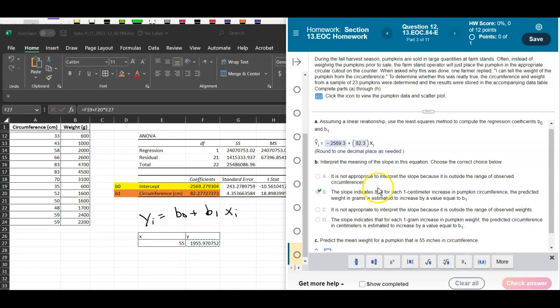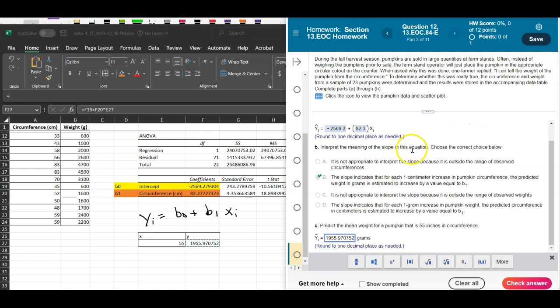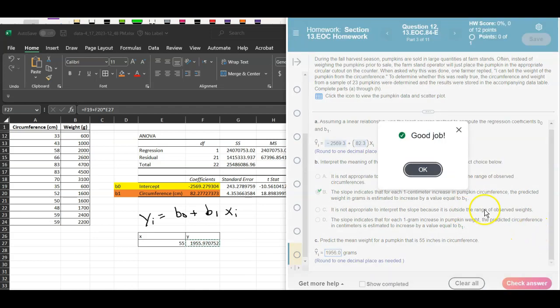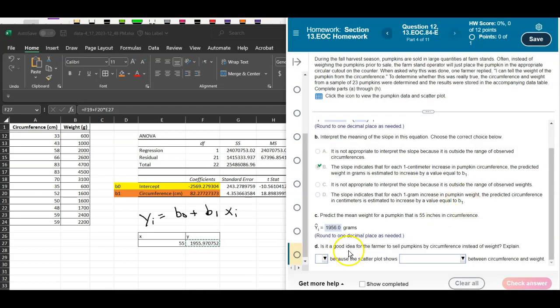So let me plug it in, and you want to round it to 1 decimal place. So it can be 0.9. That's going to turn into a whole number, so 0 there, instead of 5. All right, let's double check it again. Right, it's good. So now, is it good for the farmer to sell pumpkins by circumference instead of weight?